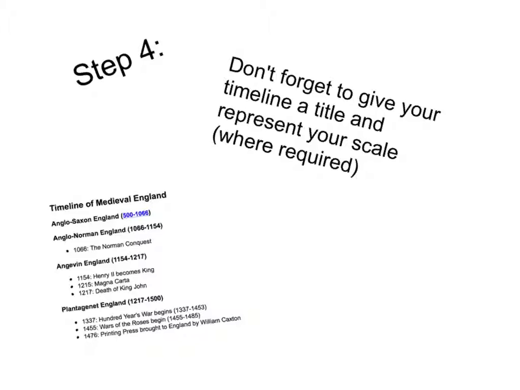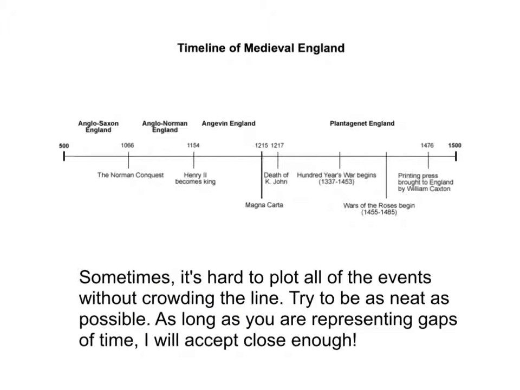Of course, step 4, don't forget to give your timeline a title and represent your scale where it's required. Sometimes it's hard to plot all the events without crowding the line. Try to be as neat as possible, and as long as you're representing gaps of time, I will accept close enough. So as you can see, 1215 and 1217 are quite close together, but you've got a bigger gap between the next one, which is in 1337, and that's the 100 Years' War. So while the 2 years kind of looks like it's a little bit more than 2 years, it was kind of hard to crowd it in, so I had to make it a little bit bigger. So that's why I'm saying close enough will be good enough.